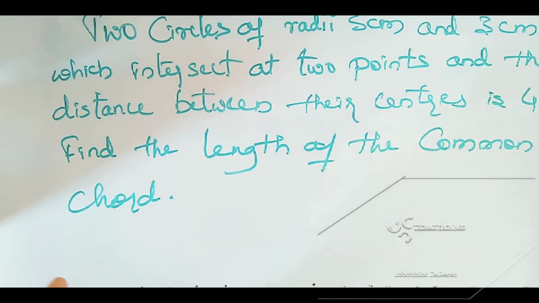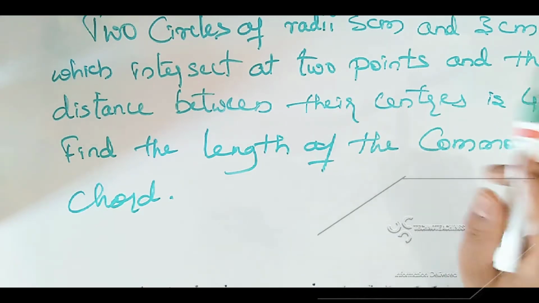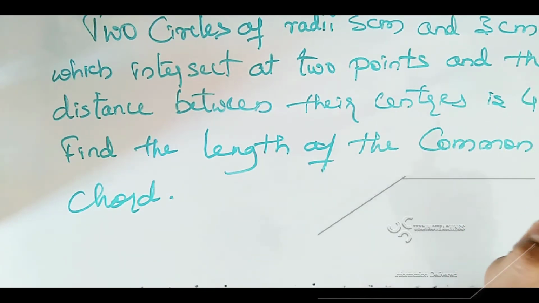So summarizing the problem once again, two circles of radii 5 centimeter and 3 centimeters, which intersect at 2 points, and the distance between their centers is 4 centimeter. Find the length of the common chord. As we have seen yesterday, whenever two circles intersect together, we have two common points. So this problem is dependent on those two points, and we need to calculate the length of a common chord between these two circles.